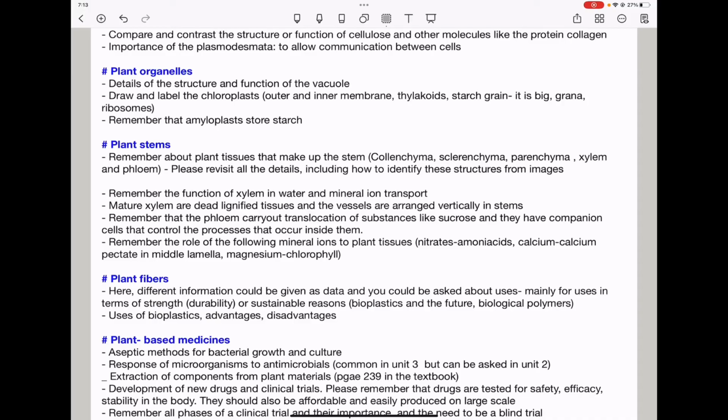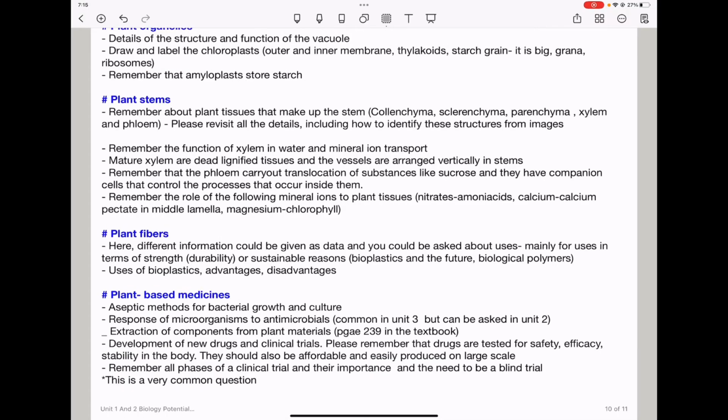Also, you need to remember the role of the following mineral ions to plant tissues. Remember that nitrates are used for production of amino acids that can be used for making proteins. Calcium is useful in making calcium pectate, which is found in the middle lamella, and magnesium is useful in making chlorophyll. Moving on to plant fibers, here different information could be given as data, and you could be asked about uses, mainly in terms of strength.